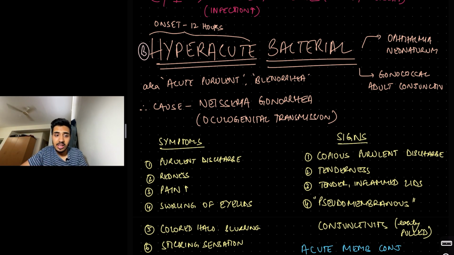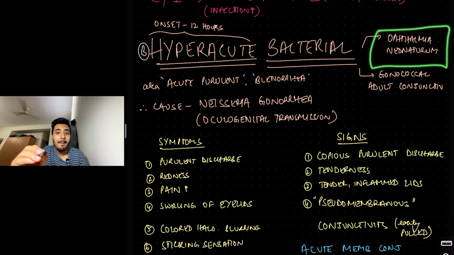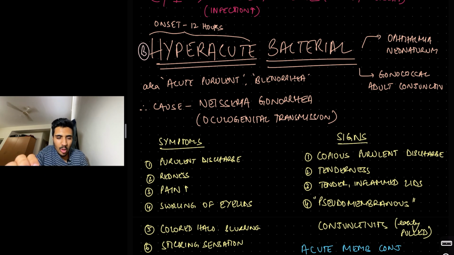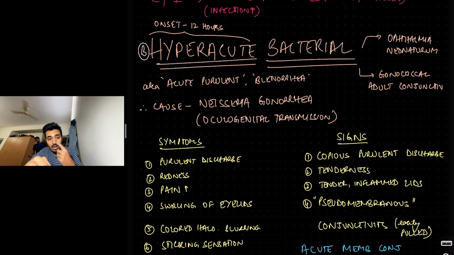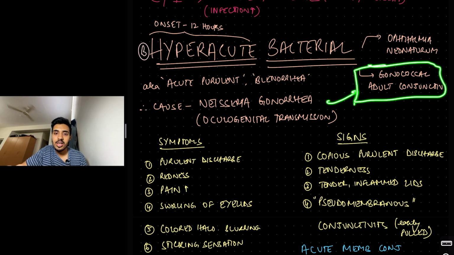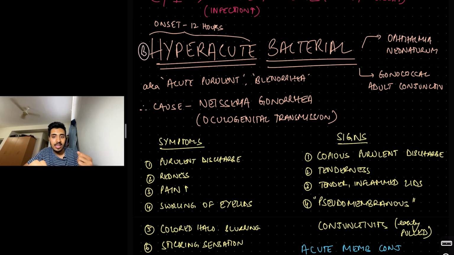If this hyperacute bacterial conjunctivitis occurs in neonates, then it is known as ophthalmia neonatorum. But let's say it occurs in adults. Then only one organism causes it, that is Neisseria gonorrhoeae. This Neisseria gonorrhoeae has oculogenital transmission. That is why it is also known as gonococcal adult conjunctivitis. It spreads from the genitals to the eyes. So oculogenital transmission. This is only in adults.